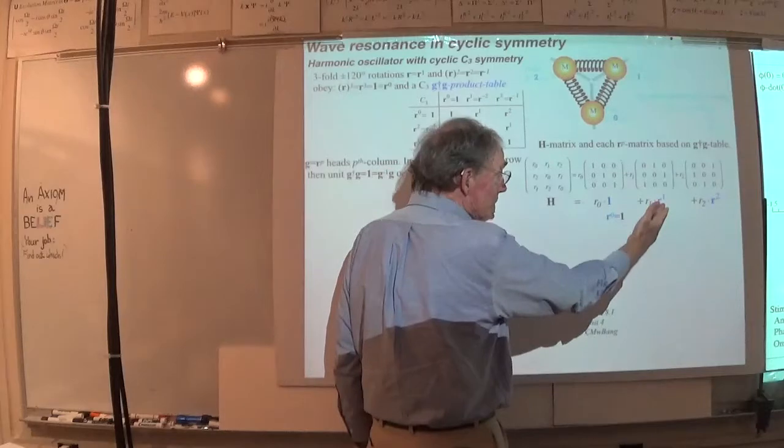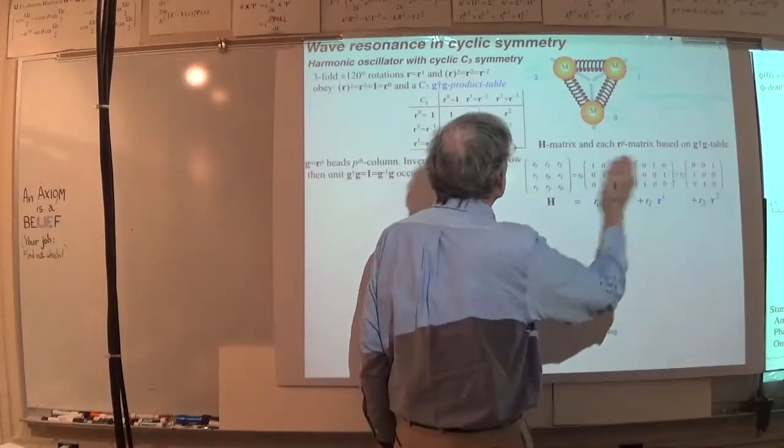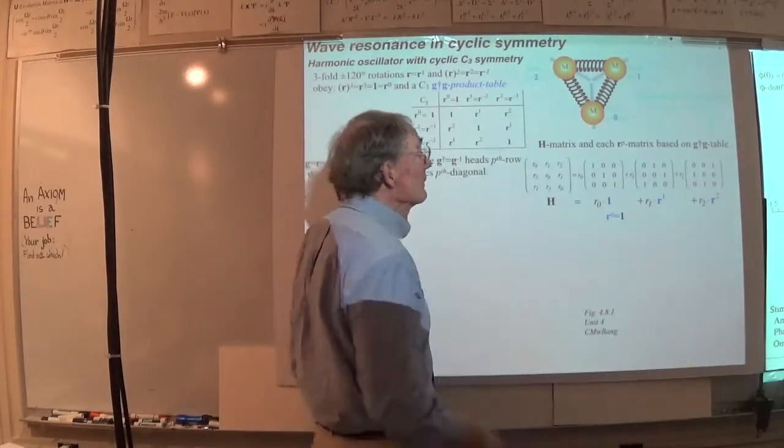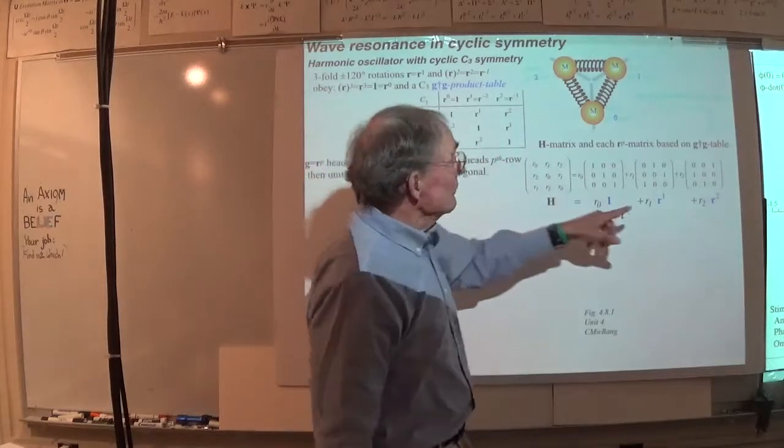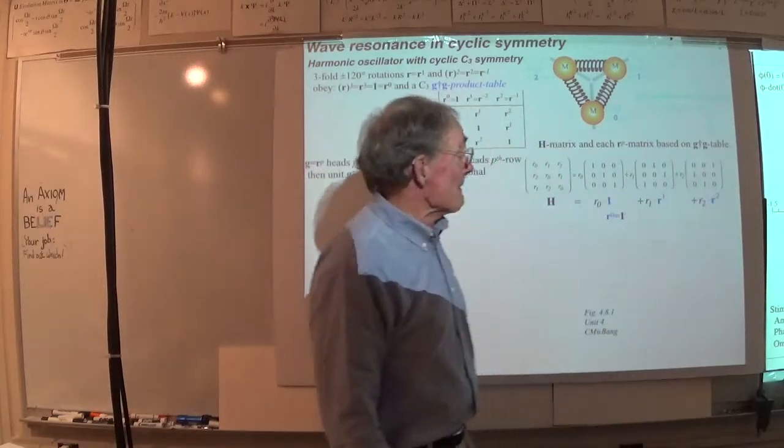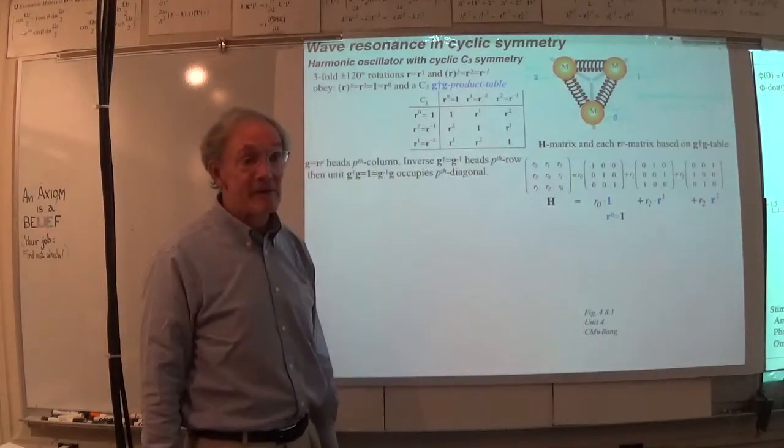So there's R to the first power. Now if you square that, you get this one, but you can see it from the table that R squared has 1s there, there, and there. What could be simpler?